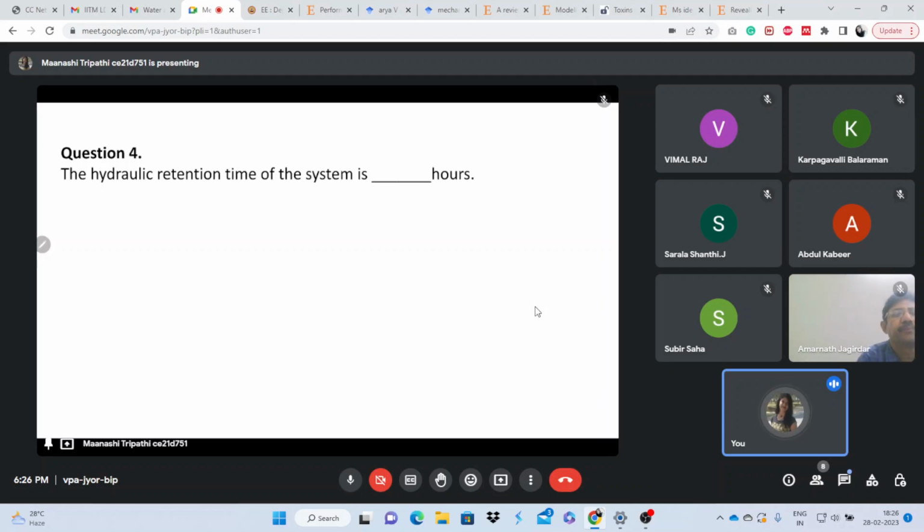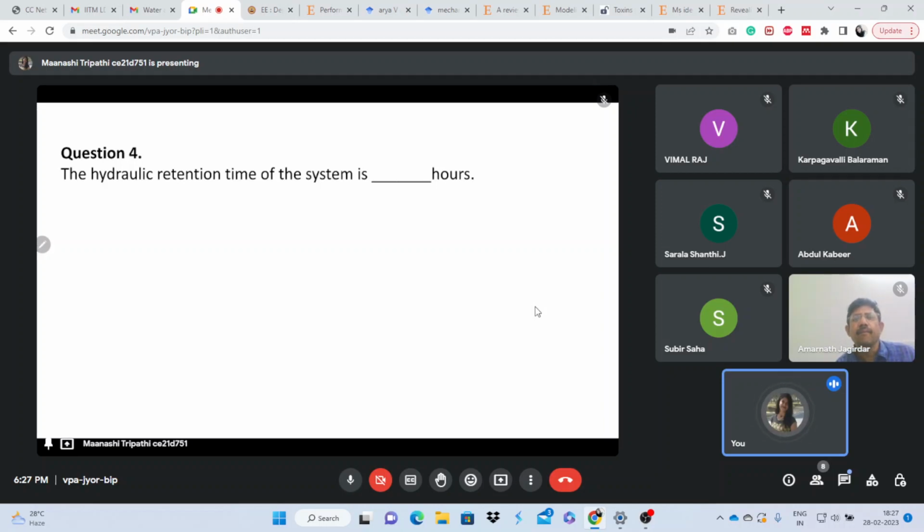So when we say hydraulic, it's all about water. You don't have to take care of any MLSS or the biomass present in the system. Here you need to talk about just the shape, size, and the water. So please, this is a big hint. Try to solve this question.